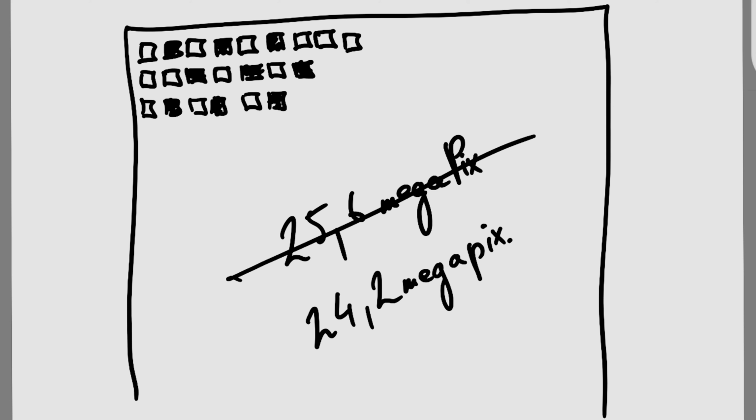If you think about it, you're getting 24.2 megapixels. That's 24 million pixels. That's around 6,000 by 4,000 pixels in dimensions. And that's a really big picture. If you know how to shoot, that's plenty enough.